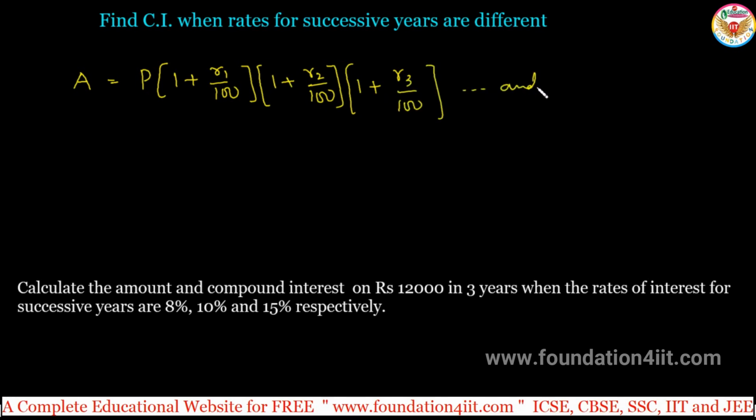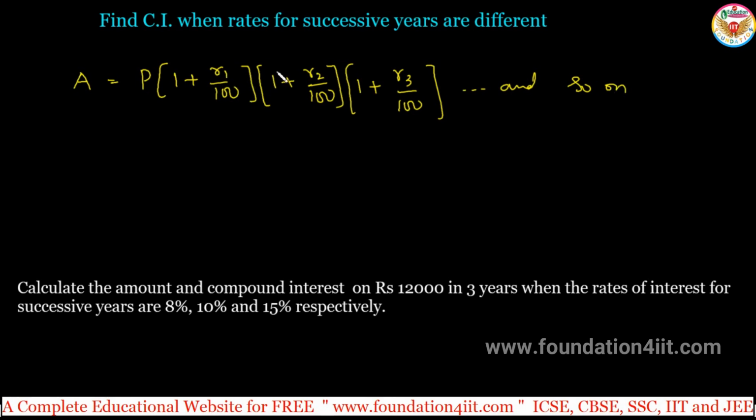Okay, this depends on for how many years is asked, and different rates of interest will apply. For example, if it is 3 years, with 3 rates of interest R1, R2, R3, we will not take the power n value. There is no number of years. So this is first year, second year and third year.